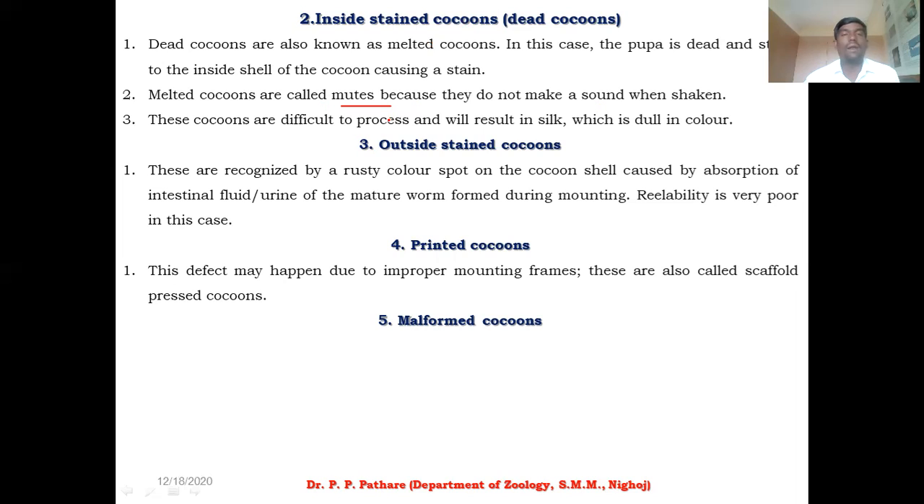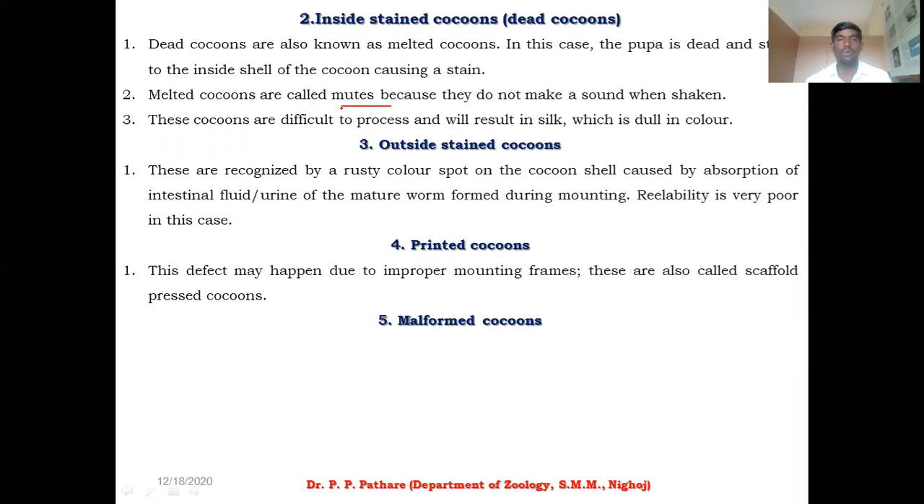These cocoons are difficult to process and will reduce silk production due to dull color, because the silkworm pupa is dead inside the cocoon.